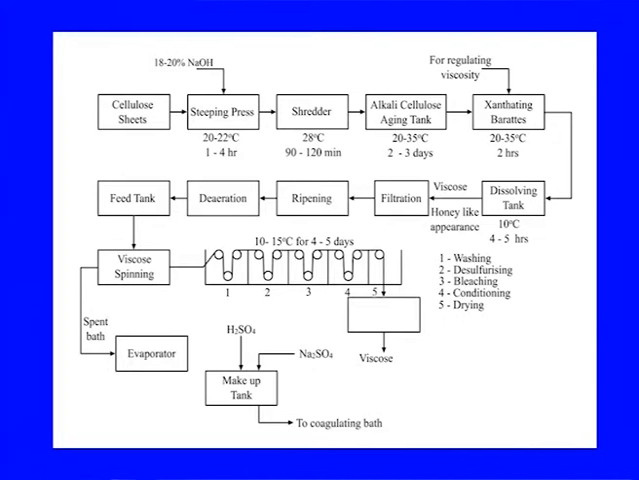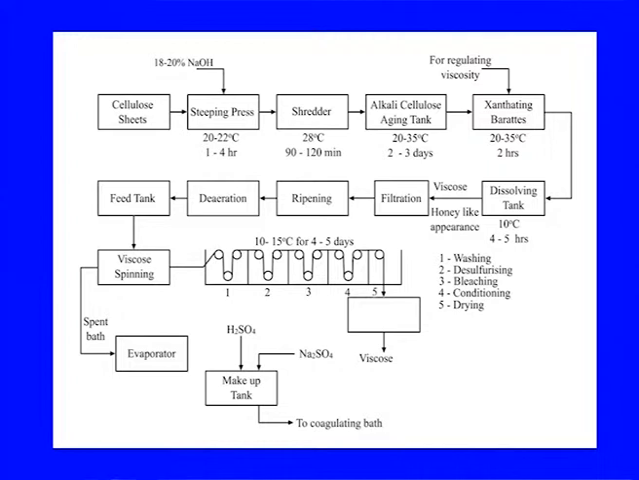So this is the process which I discussed about the manufacture of the viscose rayon. The cellulose sheets, in the form of sheets we are getting the pulp, and that pulp sheet or cellulose sheet, whatever you say, goes to the steeping and press section, then the shredder, alkali cellulose aging tank, xanthation reaction, where for regulating the viscosity, feed tank, dissolving tank, filtration, ripening, deaeration, that is removal of the air bubbles, and then the viscose spinning.